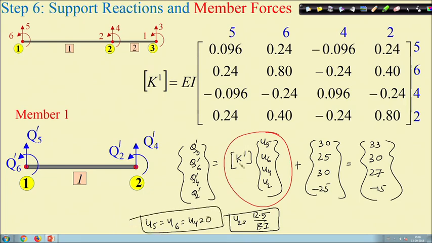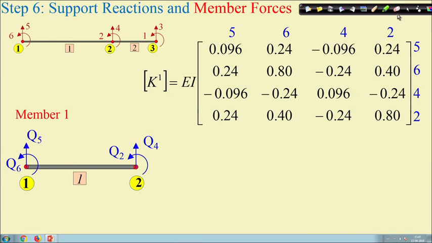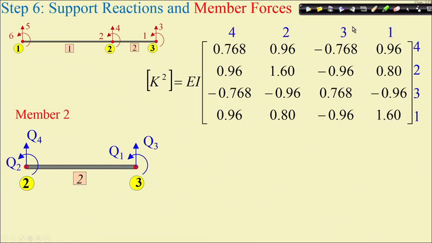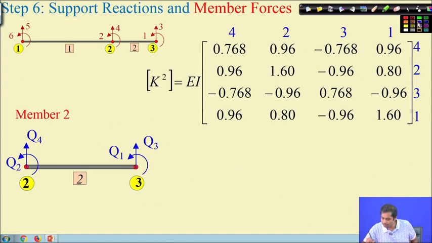So, this matrix is the stiffness matrix, these are the degrees of freedom, plus this is the contribution from the fixed end action, and this will be the member force for member 1. Okay. Now, if you do a similar exercise for member 2, let us do it. Member 2 will be, this is for member 2, and this is also for member 2.